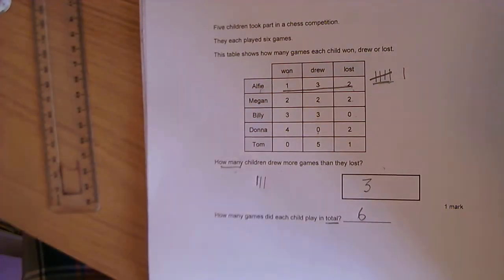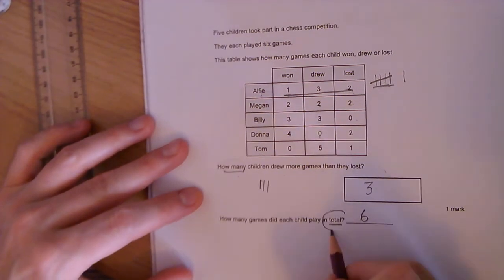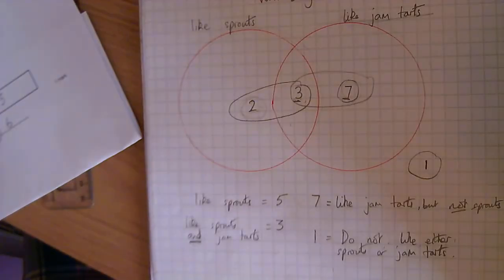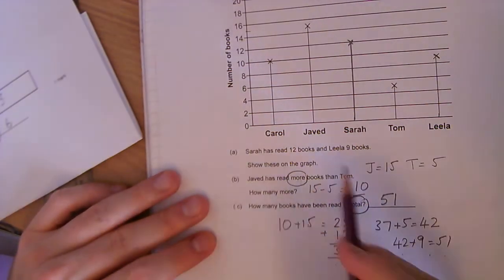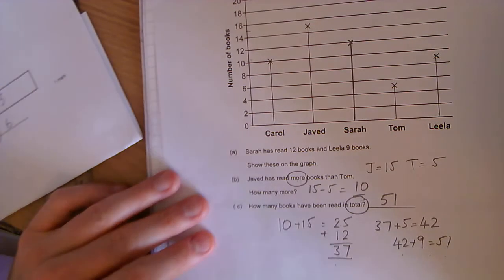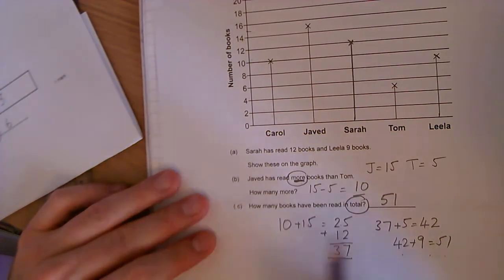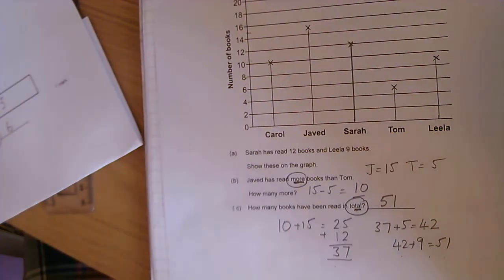So that's tables. Read the information very carefully. How many total? Again, on other types of data, if it says more, read this information on the bar chart. Read the scale on a bar chart really carefully. More is take away. Total altogether means add the information up.